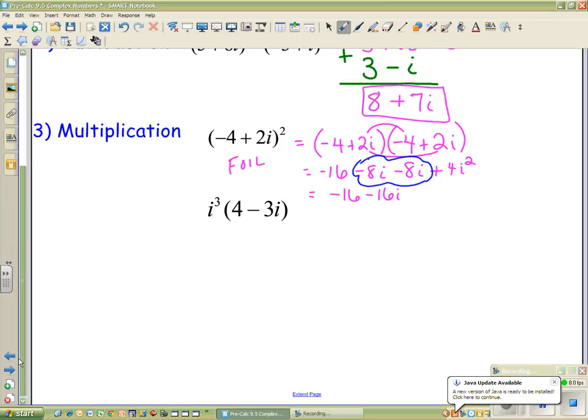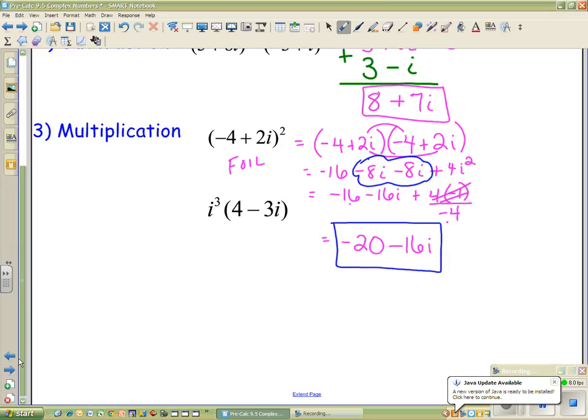And then I have plus 4i squared, which is the same thing as negative 1. That makes this actually negative 4, doesn't it? So I'm going to take negative 4 with negative 16, getting negative 20 minus 16i. And it's written in the nice rectangular format with the real part, negative 20, and the imaginary part second, negative 16i.